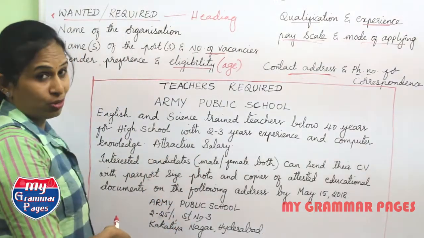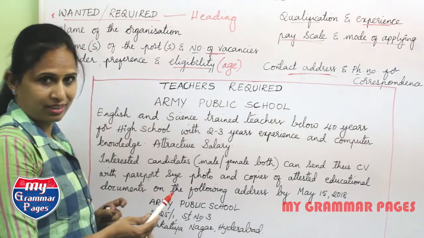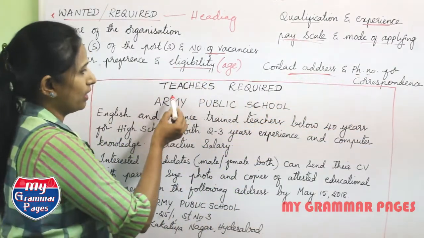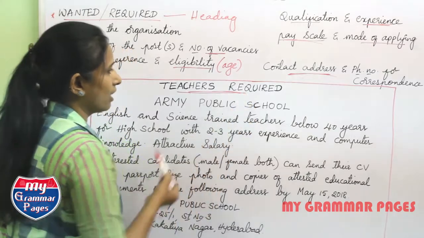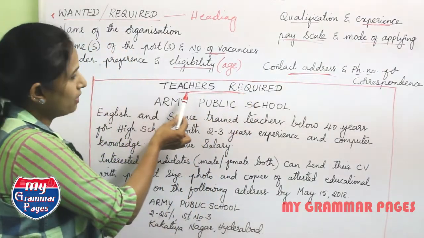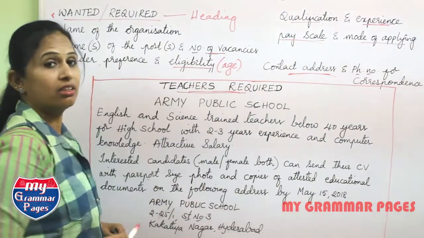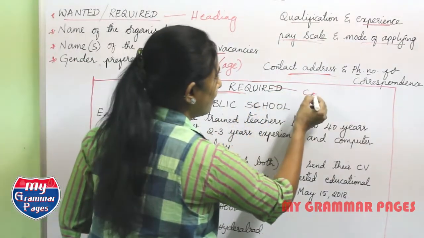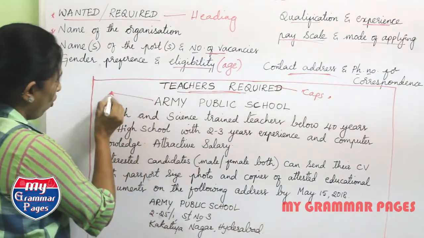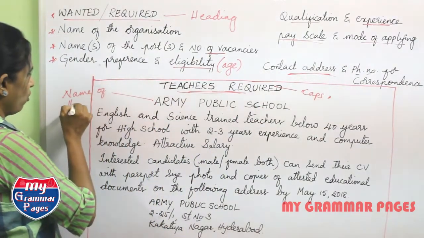And as I told you before, as this is a minor discourse, you have to open a three-sided box. See, I have already opened a three-sided box. In this one, I have taken the heading. Instead of just taking required, I have taken even teachers. Teachers required. As I told you, this comes under heading, and I have taken this in capital letters. And coming to the name of the organization.